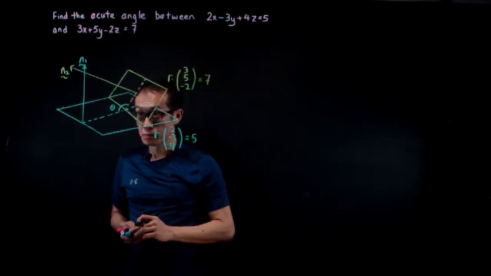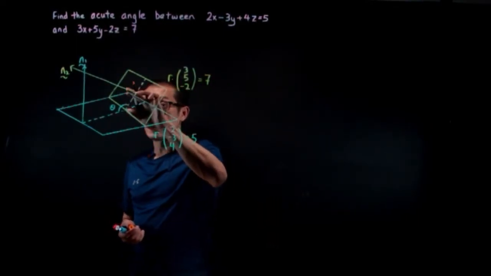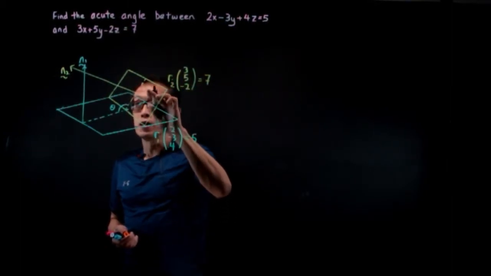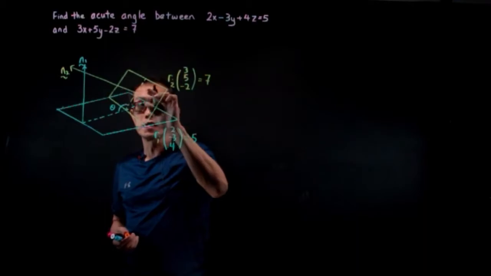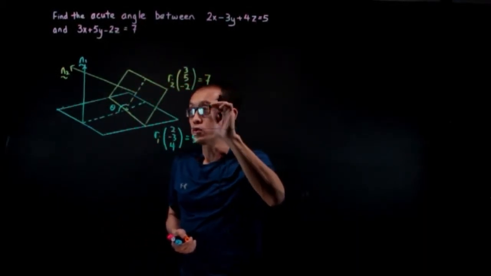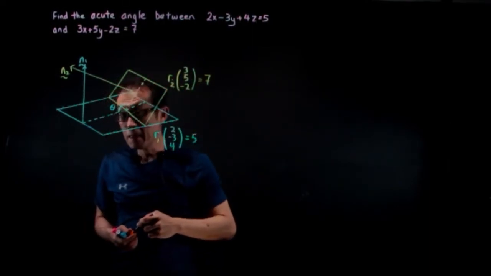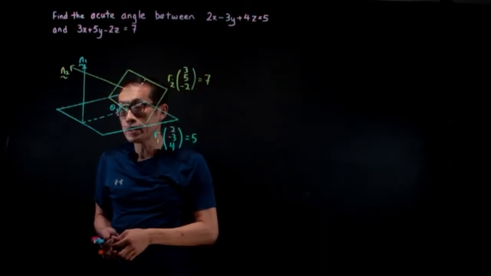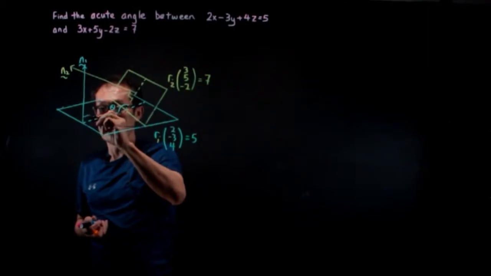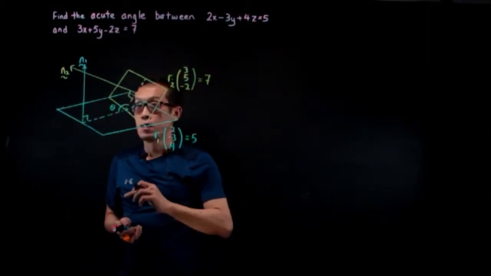Now let's look at this. This is the normal of plane 2. Let's call this N2, the normal of plane 2. This is 90 degrees because it's a normal. For plane 1, the normal is N1. So this is 90 degrees as well.